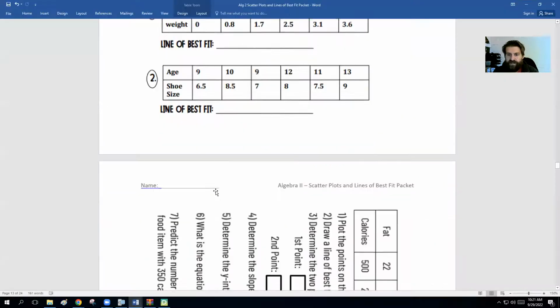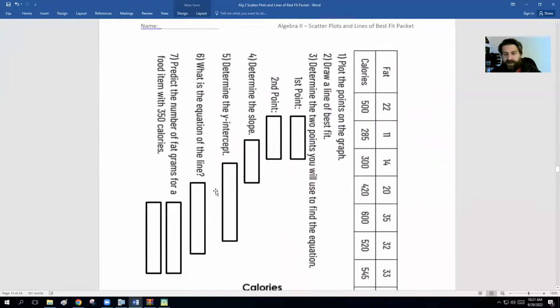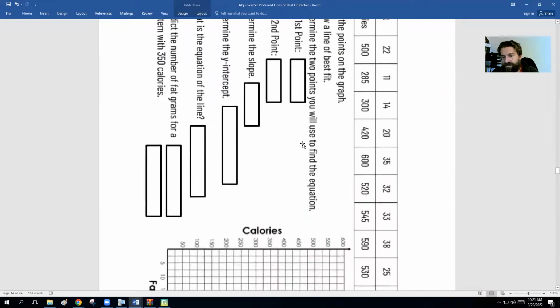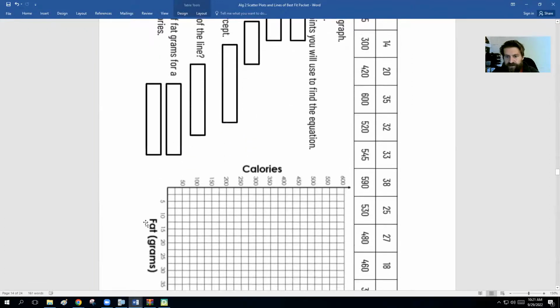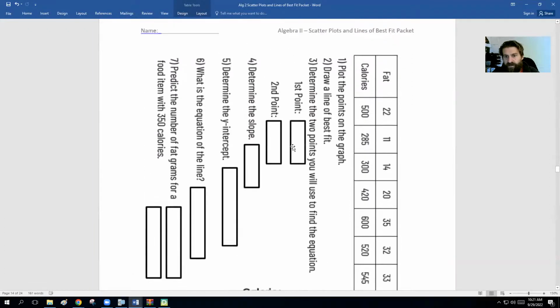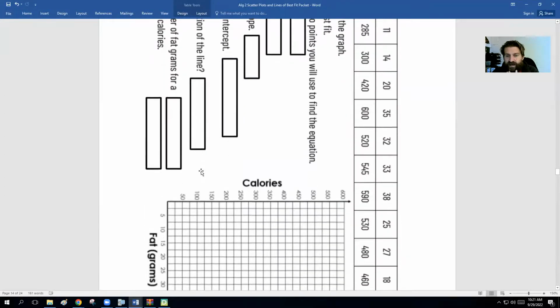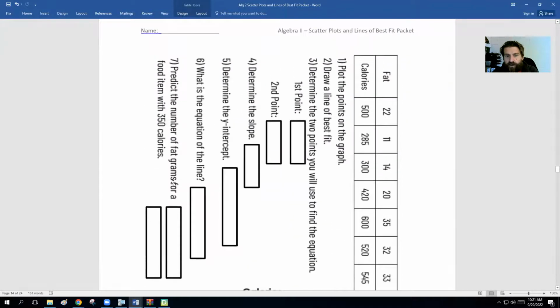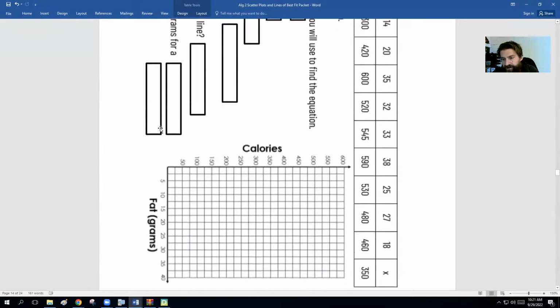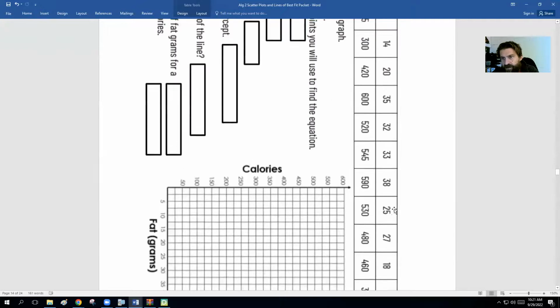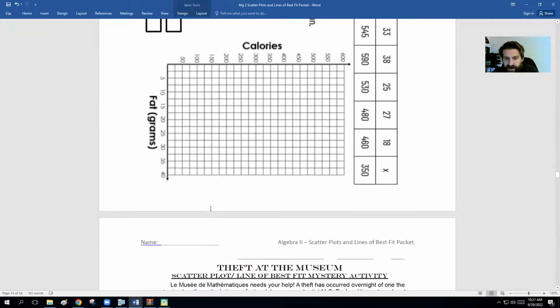Okay, so going back to our assignments here, the third assignment is you're going to look at this table. I know this is sideways, but what you're going to do is plot these dots on your chart here, and then pick 2 points. You're going to determine the slope and the y-intercept, and then get the equation of that line. You're going to use that to predict the amount of fat grams for a food item that has 350 calories. You can use your chart or the table here to figure that out.